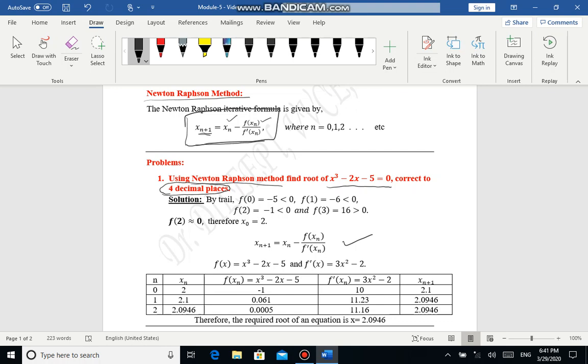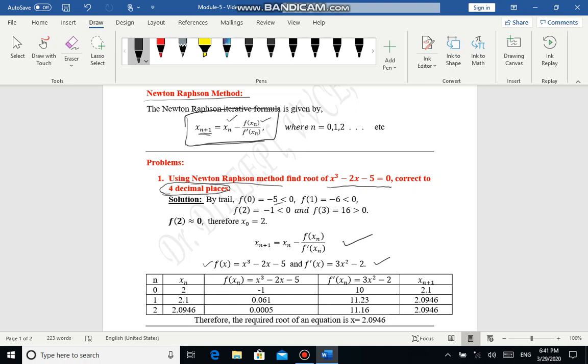First consider the given equation as f of x and find its derivative f dash of x. After finding the derivative, we need to find x n, which is nothing but the initial approximation. To find the initial approximation, we need to use the inspection method, that is, the trial and error method. In the given equation f of x, first replace x by 0. Then the value of the equation reduces to minus 5. So we got a negative value.